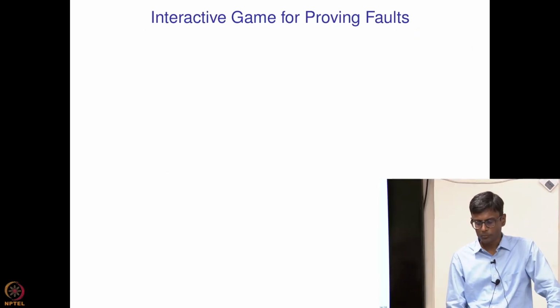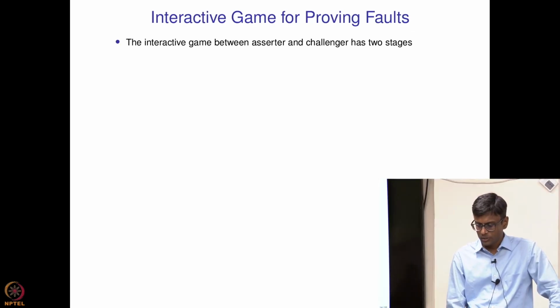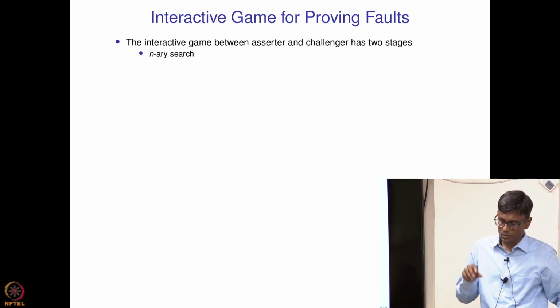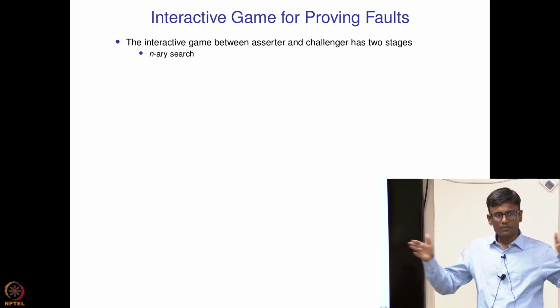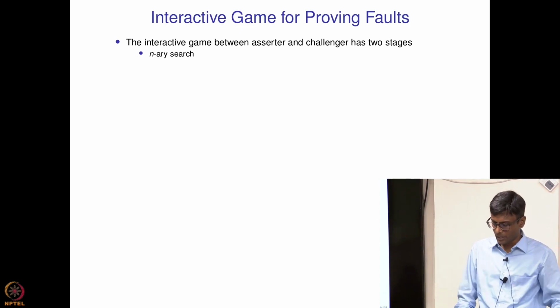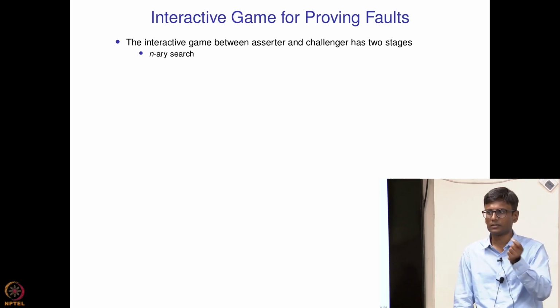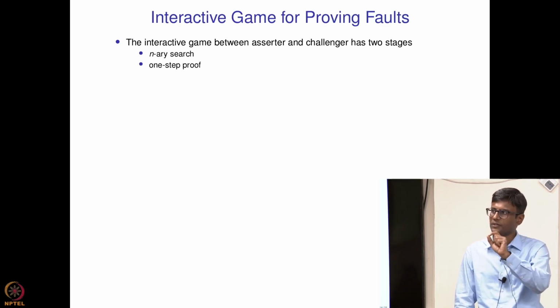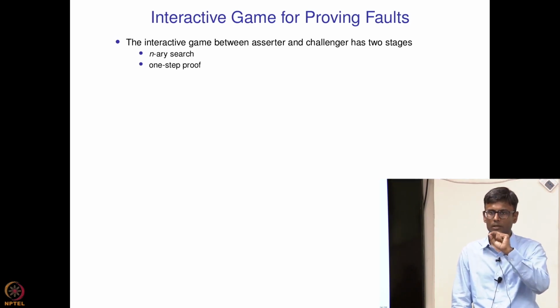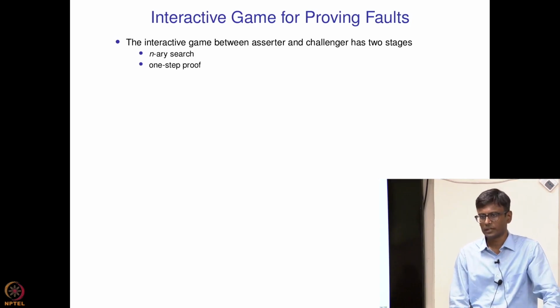It is an interactive game for proving faults. The interactive game has two stages. One is an n-ary search. It is not bisection, it is n-ary search. If it was binary search, it would be a bisection, but it can be an n-ary search. So what you are going to do is divide these opcodes op1 to opn, and do an n-ary search to identify the first opcode where the challenger and the asserter disagree. And then once you identify the first opcode, you will just do a one-step proof. The bridge contract will execute that one particular opcode, and you will figure out who is correct and who is wrong.